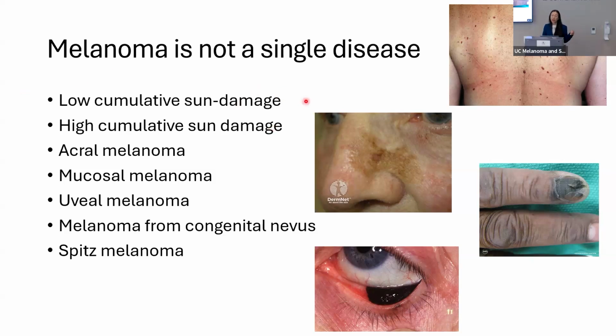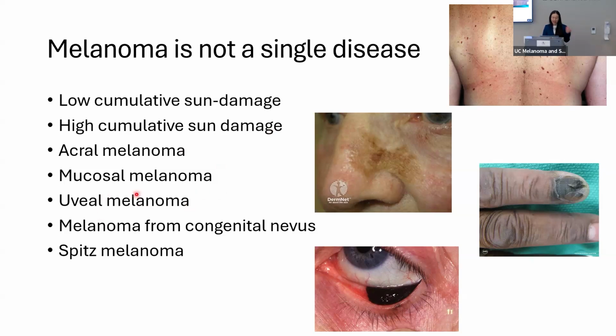This is the type that might arise from a pre-existing nevus. Then we have high cumulative sun damage melanomas. These occur on skin with a lot of sun damage, and they may often occur first as a patch that spreads radially. We have acral melanomas that occur on the hands and feet and the nails. Mucosal melanoma can occur in the sinonasal cavity or genitourinary system.